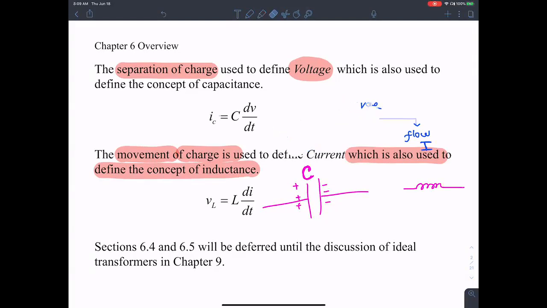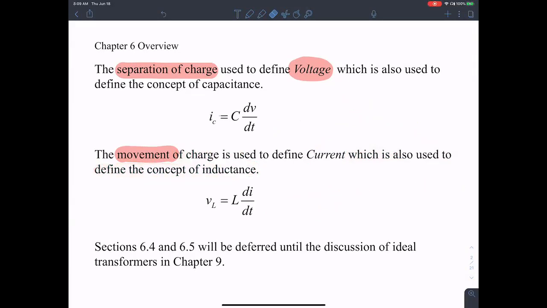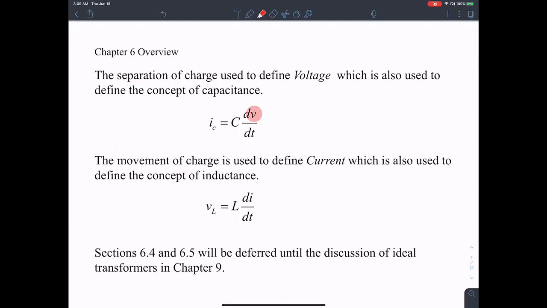So separation of charge leads to voltage. Voltage is set up across a capacitance and current through the inductance. These are the independent parameters. That's the input to the capacitance: we apply varying voltage. The input to the inductance is current. So I mentioned I versus V is a relationship that we have to thoroughly understand to understand the behavior of any circuit component.